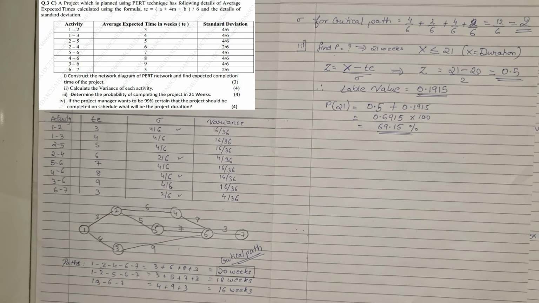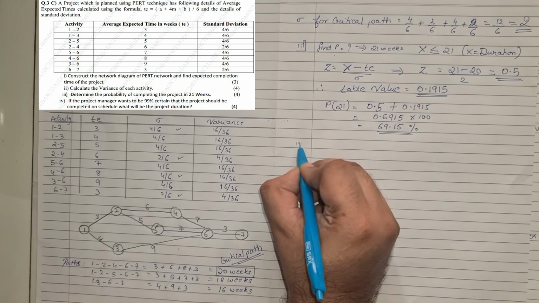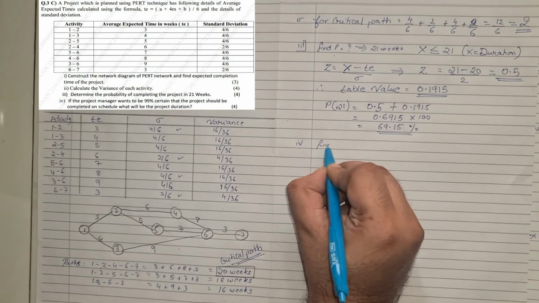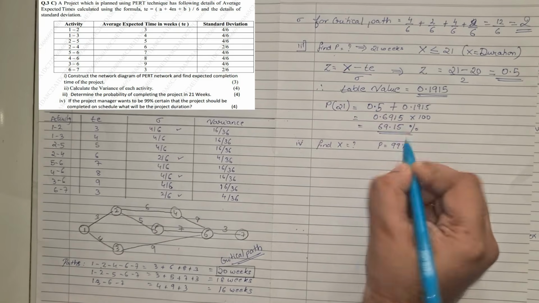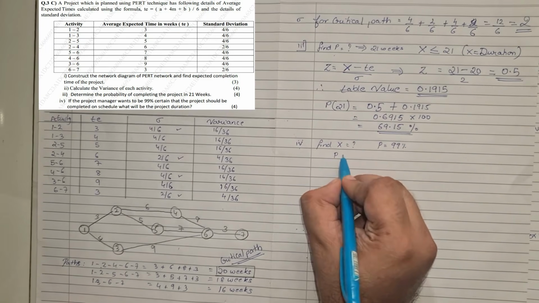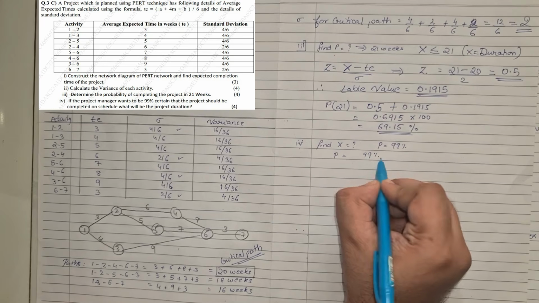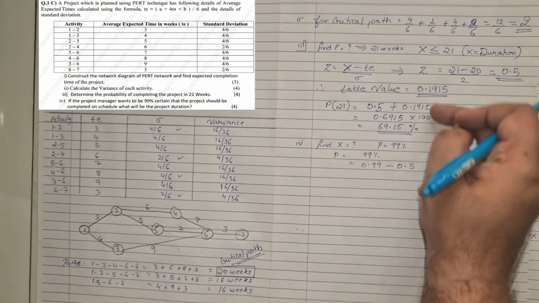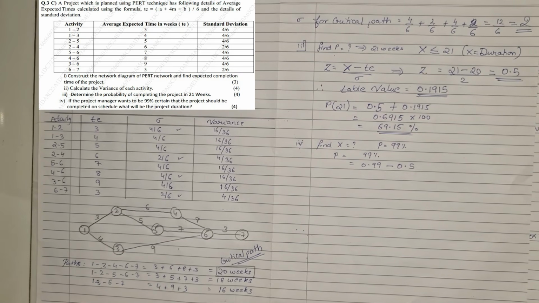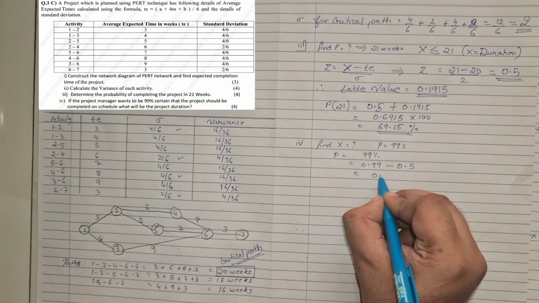Now the last part in the same question, they have asked us: if the project manager wants to be 99% certain that the project will be completed on schedule, what will be the project duration? So the fourth part is exactly the opposite. They want you to find the days when the probability is 99%. So we'll have to solve it in reverse. Now we know the probability is 99%, which is 0.99. From that we will minus 0.5. So 0.99 minus 0.5, we get the value as 0.49.